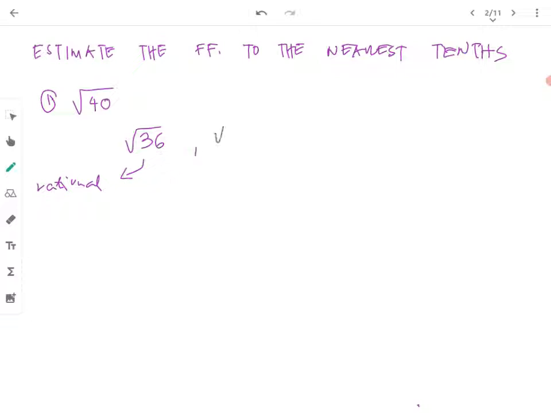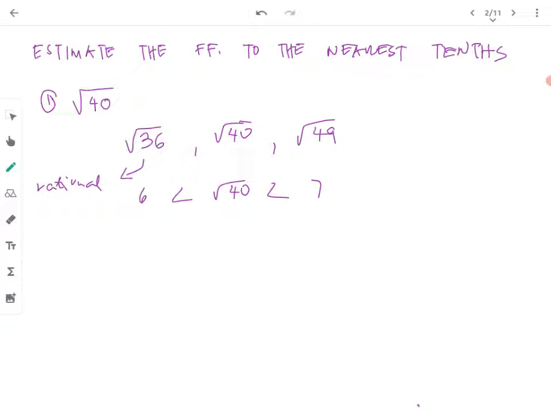then the square root of 40, then right after it, another rational number, the square root of 49. So the square root of 36 is actually 6. The square root of 40 is greater than 6, but it's less than the square root of 49, which is 7.